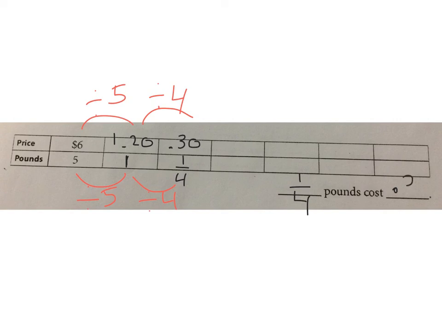And if the question were asking you something like 3/4, then all I would need to do would be to turn my 1/4 into 3/4 by multiplying by 3, and then I would multiply my 30 cents by 3 to get 90 cents. So this is definitely a new strategy.